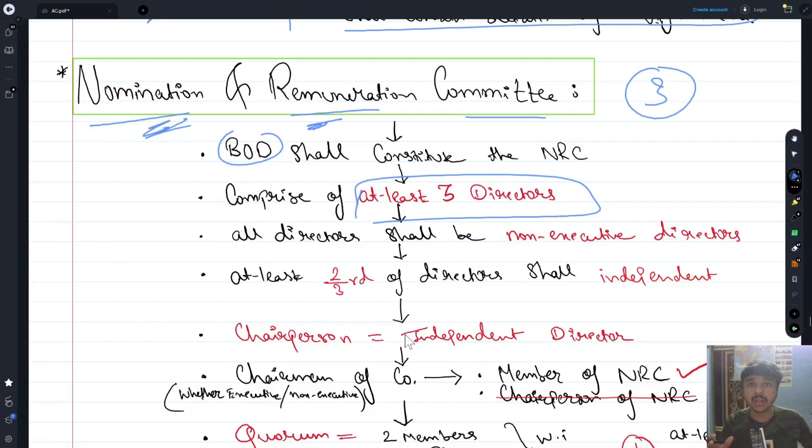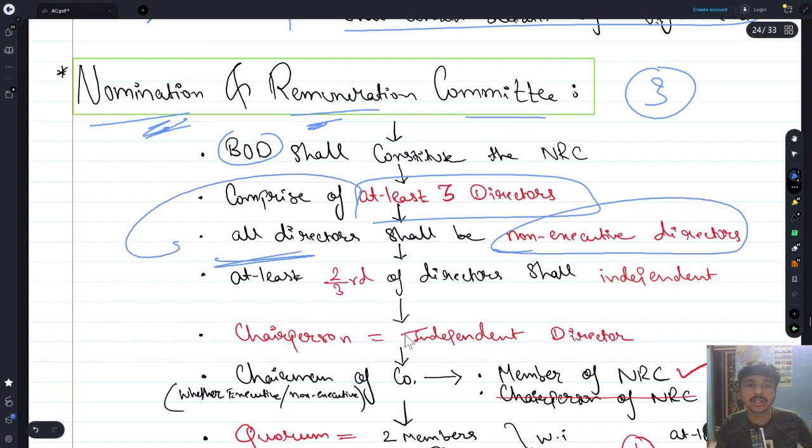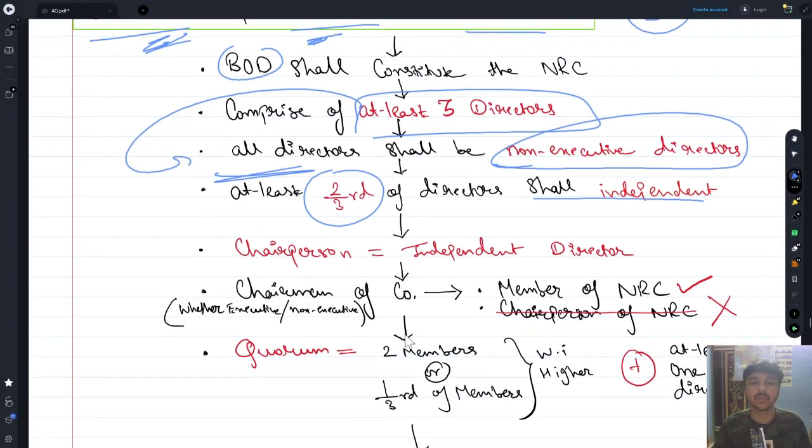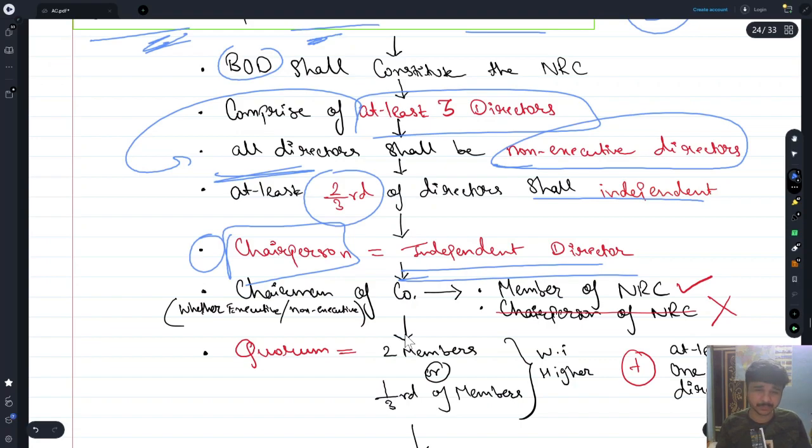If they are recruiting people, brother, they should not be involved in the day-to-day management of the company. So who should they be? They should basically be non-executive directors. So all these three or more directors should be non-executive directors, and at least 2/3 of them should be independent. Right, because otherwise they might recruit some interested people to important positions. That should not happen. So 2/3 of the directors should be independent, and obviously the chairperson of the committee should also be an independent director.